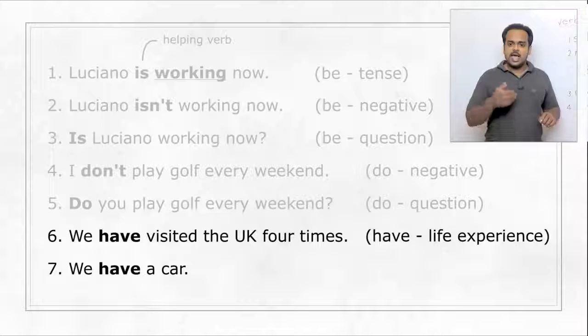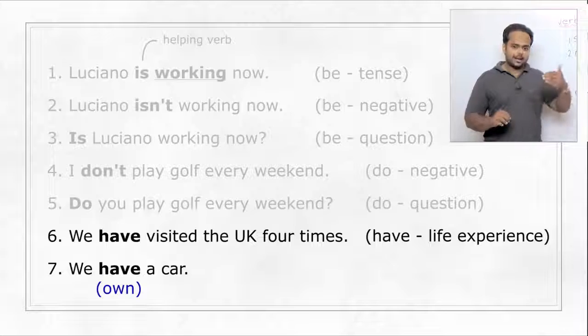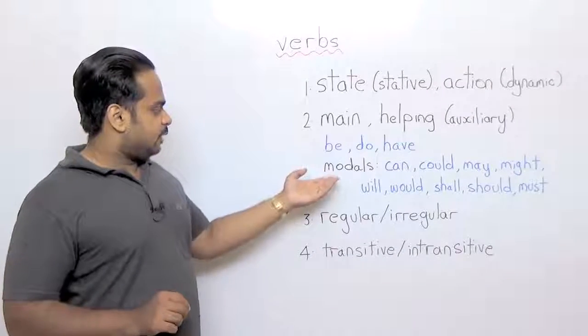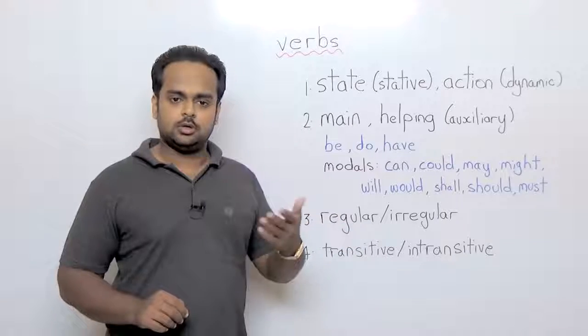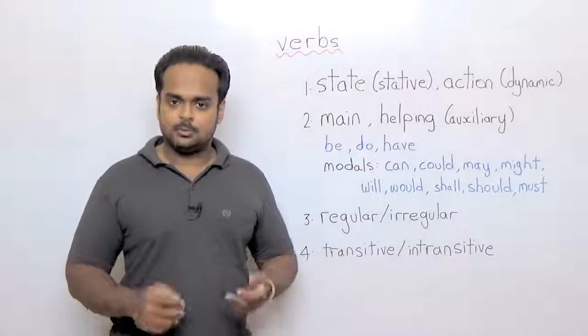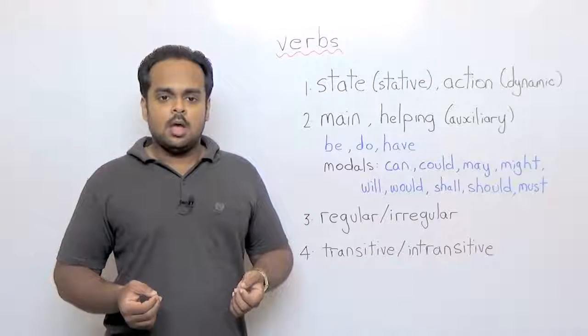Now in this sentence, have is used to mean own. We own a car, is what I'm saying. So in that way, in some cases, these can be used as main verbs, but most of the time, they're used as helping verbs. Another type of helping verb is modals. Modals are these words: can, could, may, might, will, would, shall, should, and must. I'm sure you know these verbs, and I'm sure you use these a lot too.